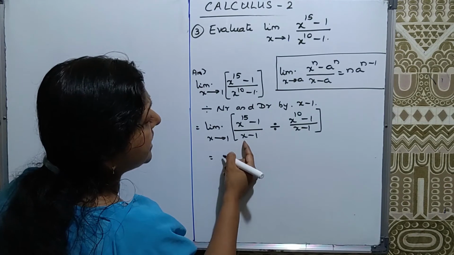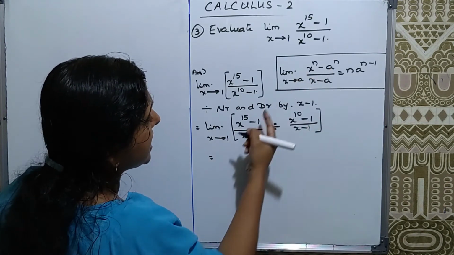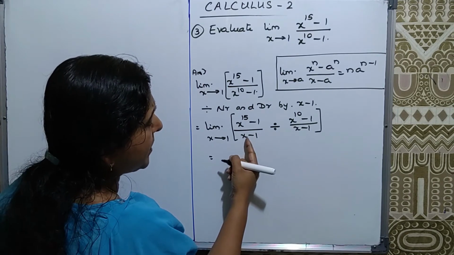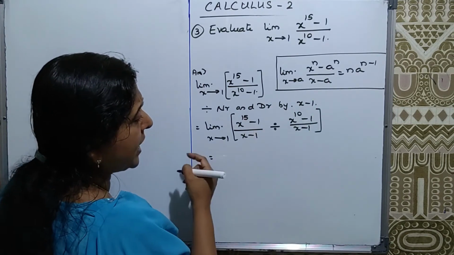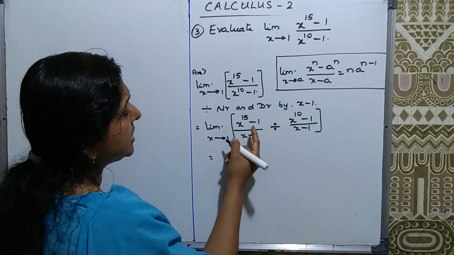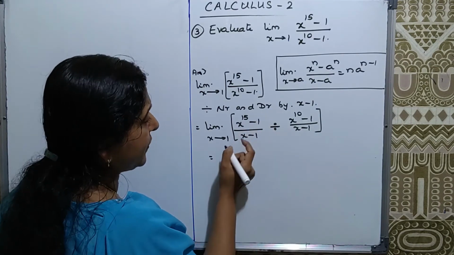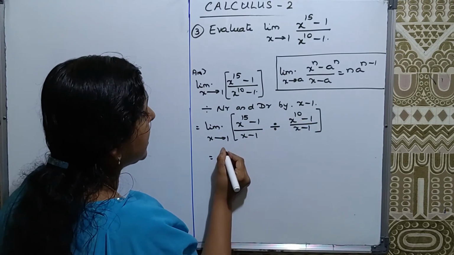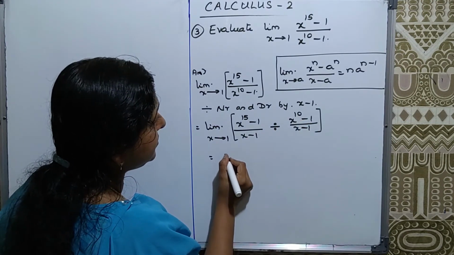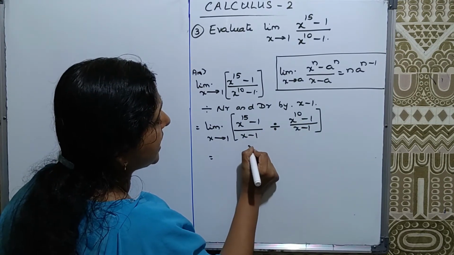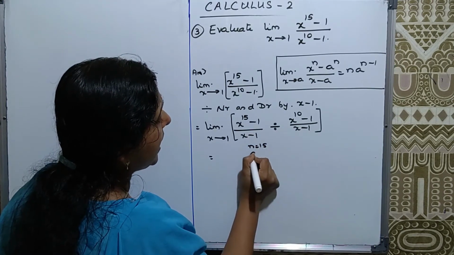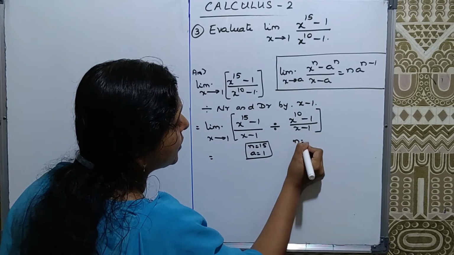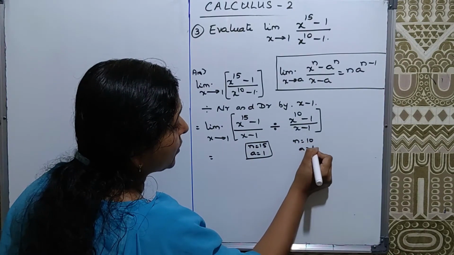Now we'll apply the formula: x raised to n minus a raised to n divided by x minus a is n a raised to n minus 1. So we'll write this one. If you want, you can write 1 raised to 15 also. The same way 1 you can write as 1 raised to 10. So it will be equal to, in the first case, n equal to 15 and a equal to 1. In the second case, n equal to 10 and a equal to 1.